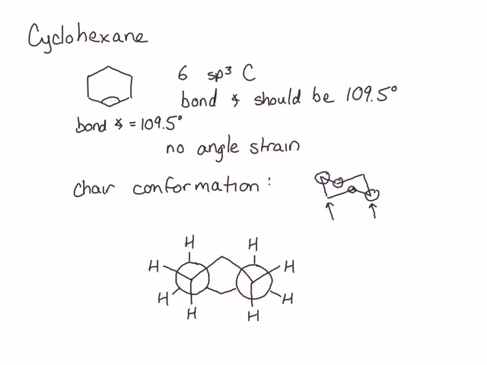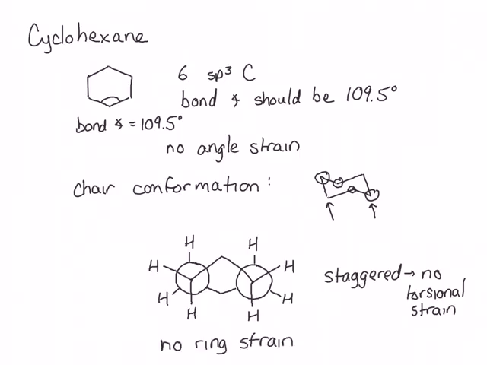So what you'll see from this Newman projection is that all of the bonds in cyclohexane are staggered, and that means there is no torsional strain. And so cyclohexane has no angle strain and no torsional strain, which means that it has no ring strain. Cyclohexane is the most stable of the cycloalkanes, and that's why we see it so commonly in organic chemistry.